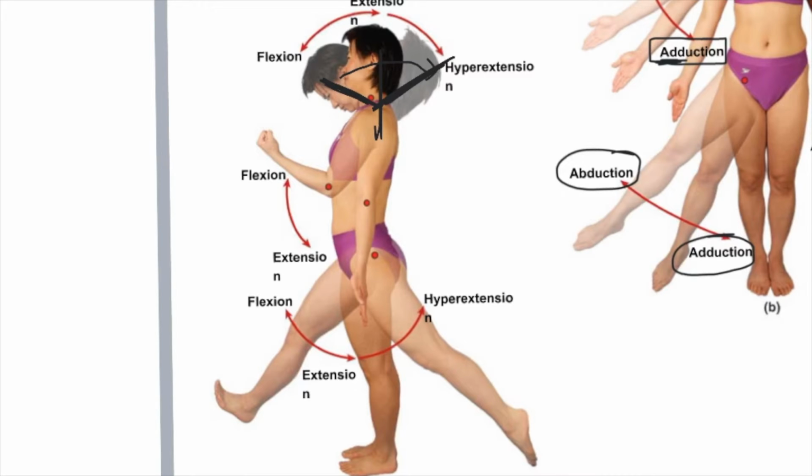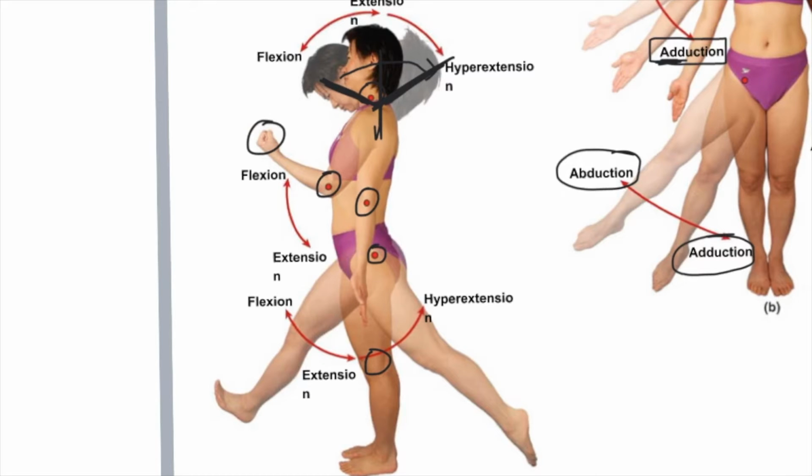So we can see that can be done in the neck, it can be done at the elbow. We're not going to get hyperextension at the elbow though, just flexion extension. We can see it in the hip, you can get flexion, extension, hyperextension. You can see it in the knee, you're going to get flexion and extension, but not hyperextension. I mean, you can see it in your fingers.